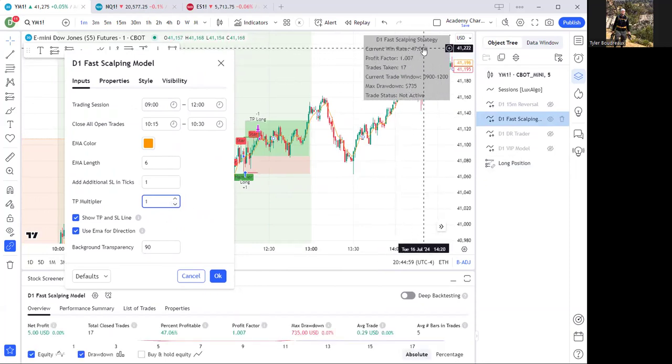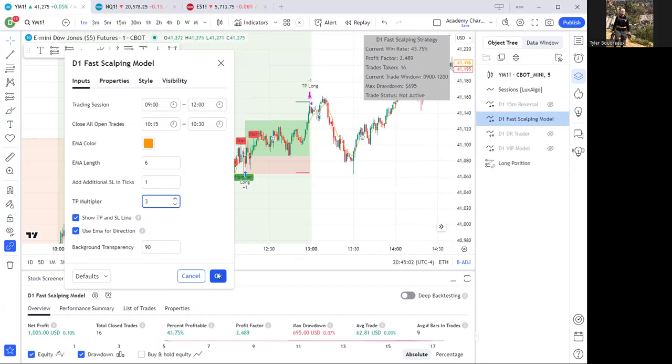Profit factor not passable, current win rate's close. But you can see that 3-to-1 makes a lot of difference. What about 4-to-1? You can see it starts dropping down again. We lose on the win rate and we drop off on the profit factor.